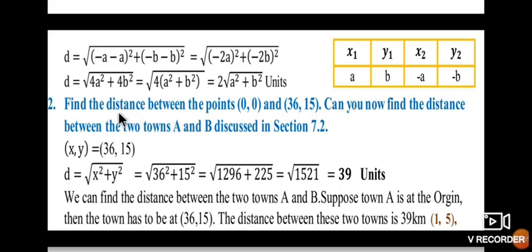Now move on to the next problem. Find the distance between the points 0 comma 0 and 36 comma 15. We can find the distance between the two towns A and B discussed in the section. Already we know that if one point is considered as 0, it is the origin. Therefore the points 0 comma 0 and 36 comma 15 mean it is the distance of the point from the origin. Now we can consider this as only x comma y, that is 36 comma 15.